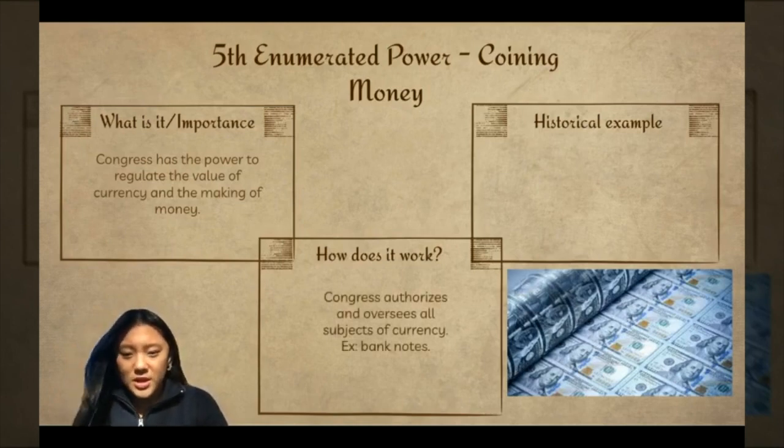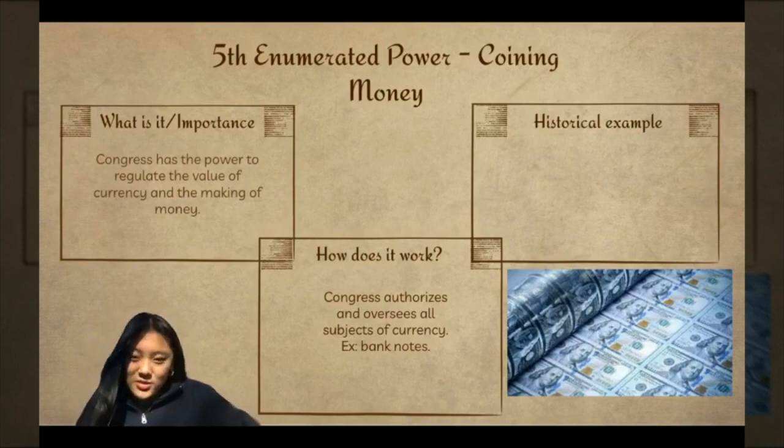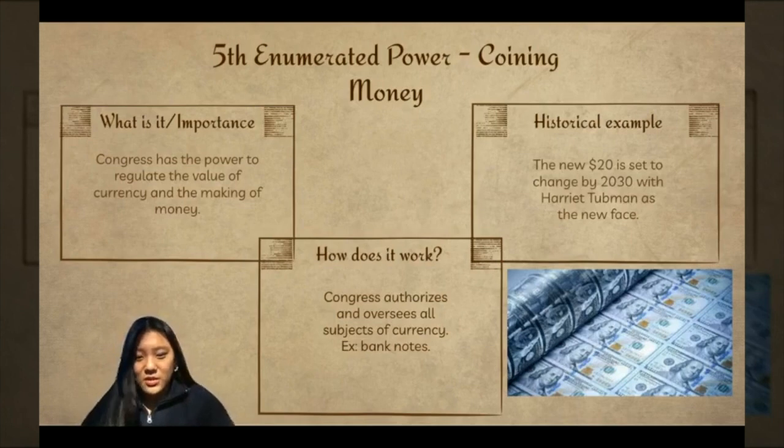How does it work? Congress authorizes and oversees all subjects of currency, for example, banknotes. And if you don't know what a banknote is, it is just a paper bill. And then a historical example, the new $20 bill is set to change by 2030 with Harriet Tubman as the new face of it.